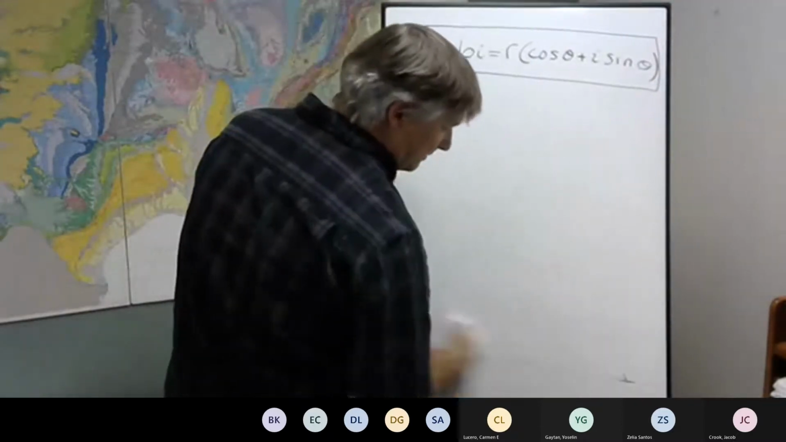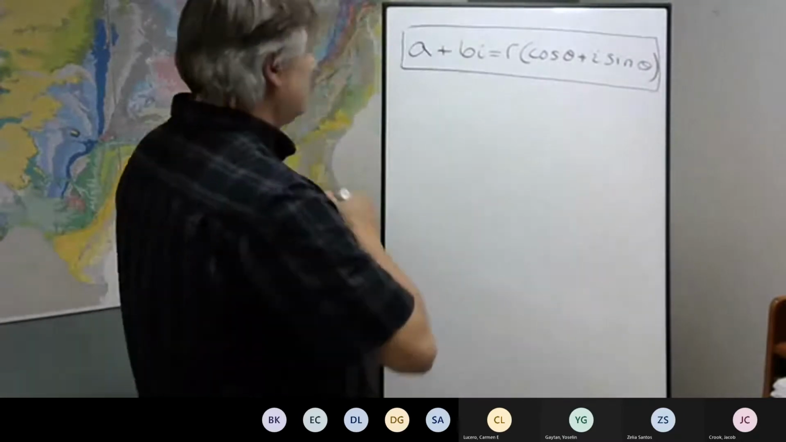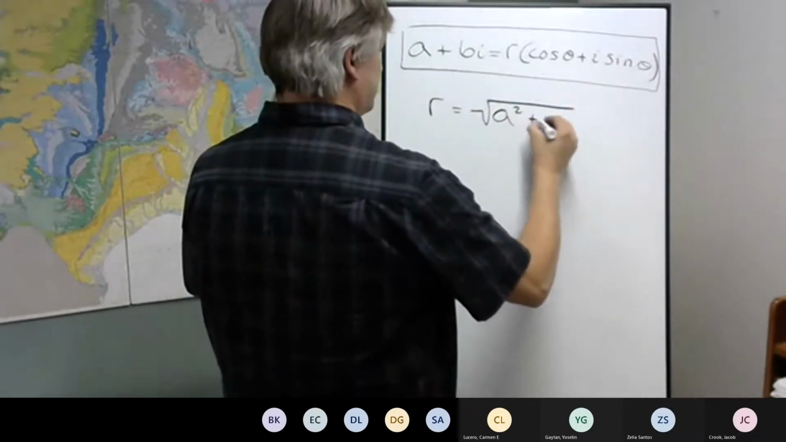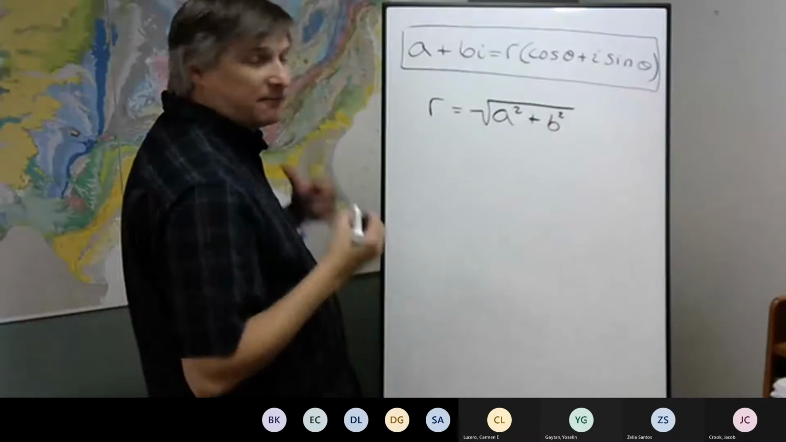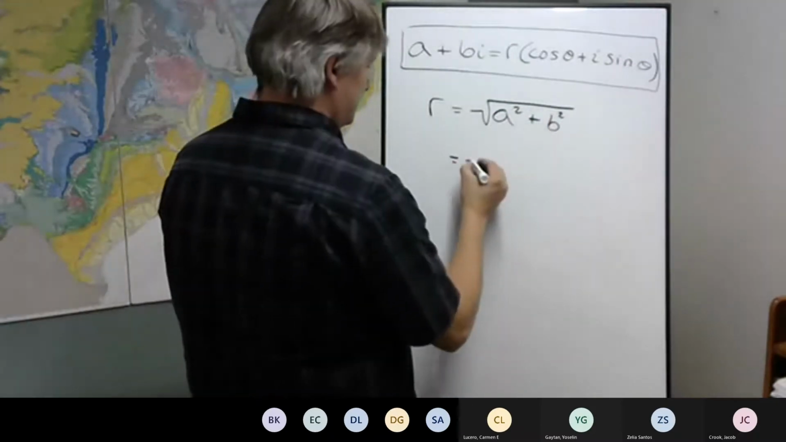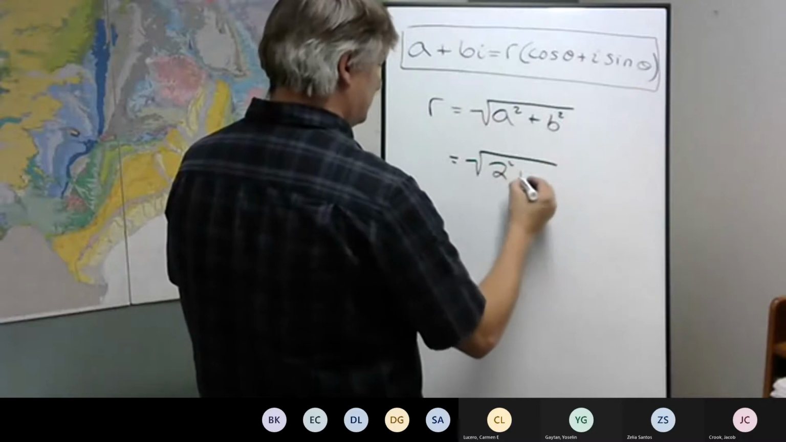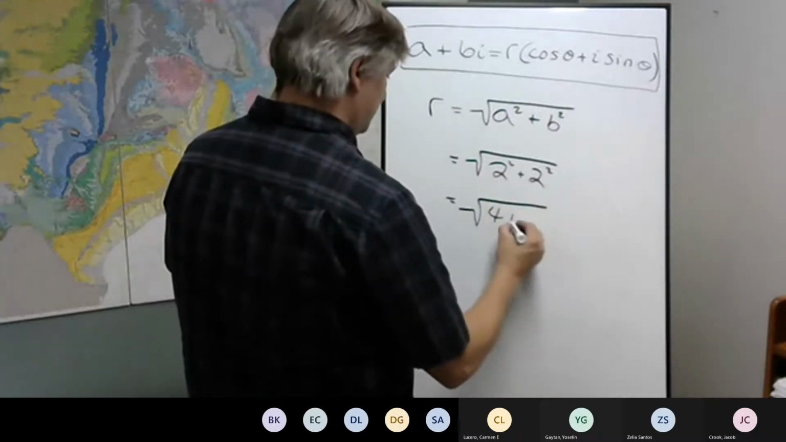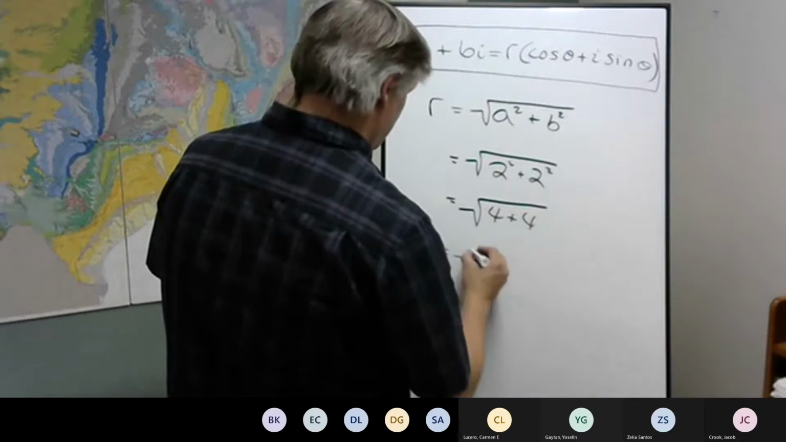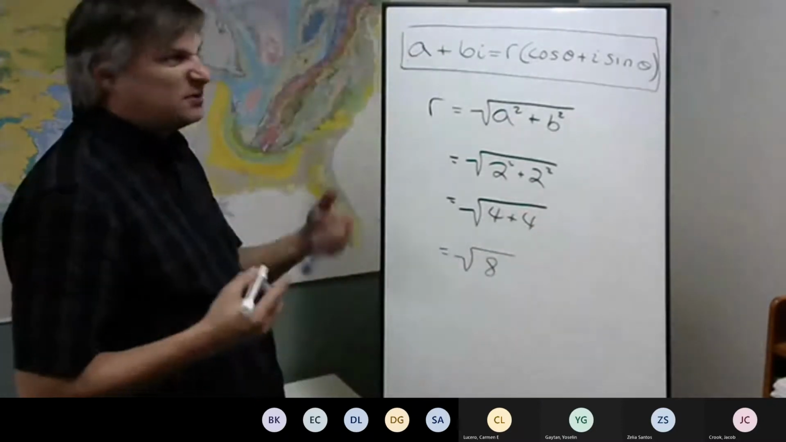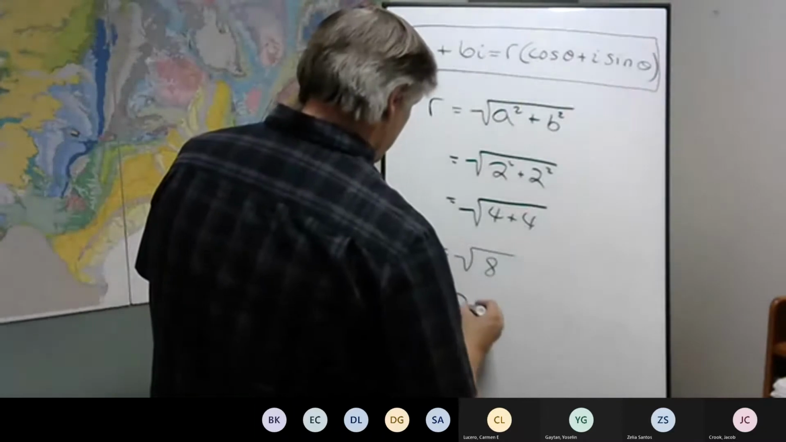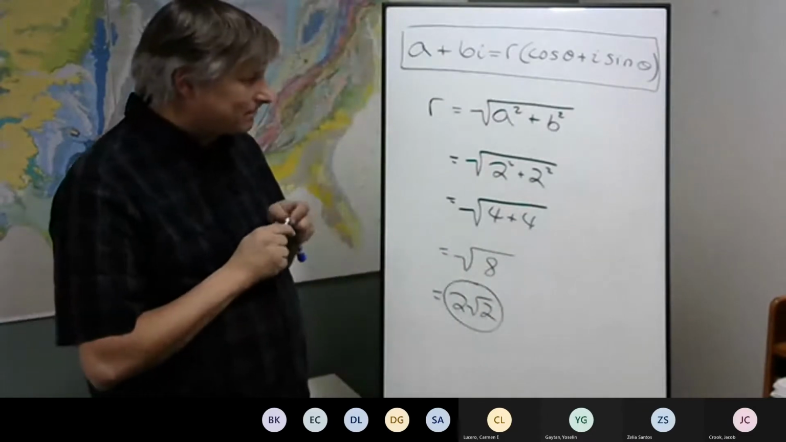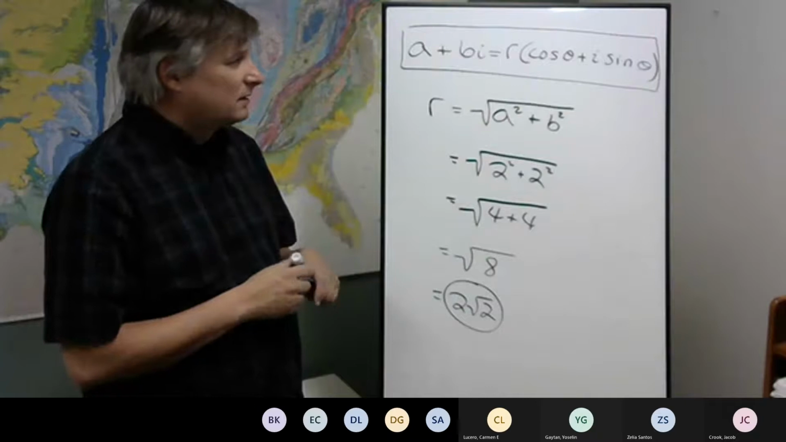So we need r and we need theta. Now r is the square root of a squared plus b squared. Now for us, a and b are 2. So that's going to be the square root of 2 squared plus 2 squared, or the square root of 4 plus 4. And if we simplify this down, we'll get 2 square root 2. And that's going to be our r. So far, so good. But now we need theta.